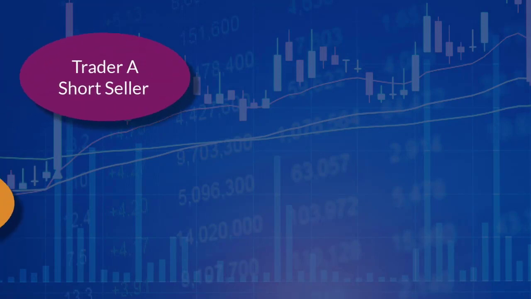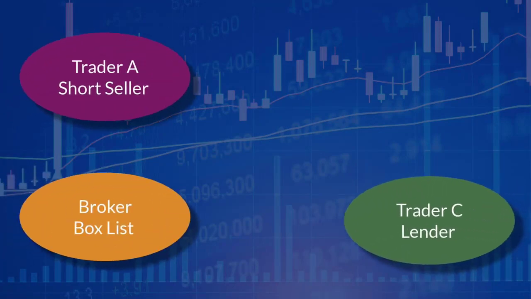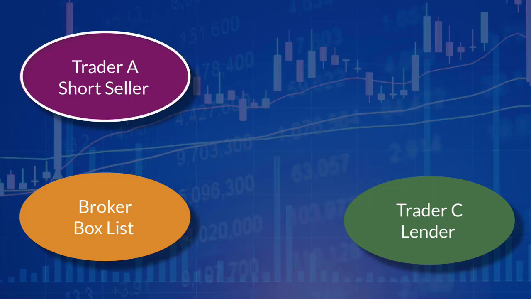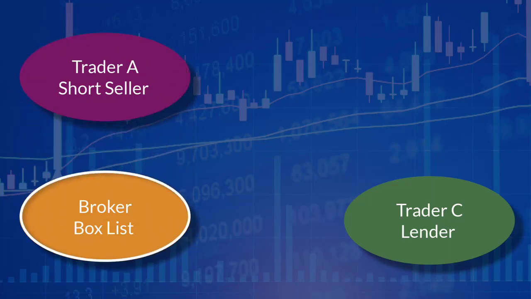A trader decides to sell a stock short in the hopes of being able to repurchase it at some later point in time at a lower price. In order to make delivery of the stock, Trader A will need to actually have shares for delivery, so their broker will need to borrow stock from internal inventory or another broker.